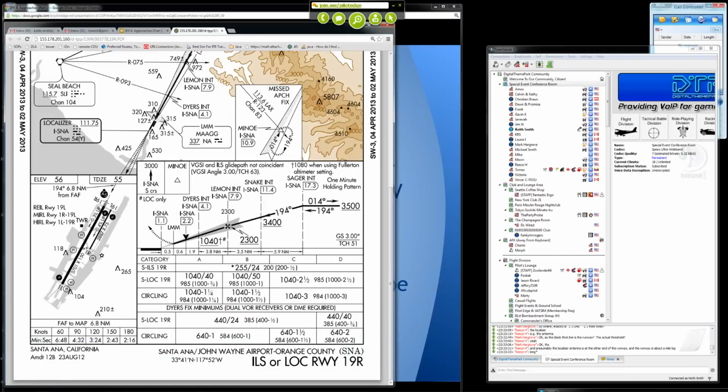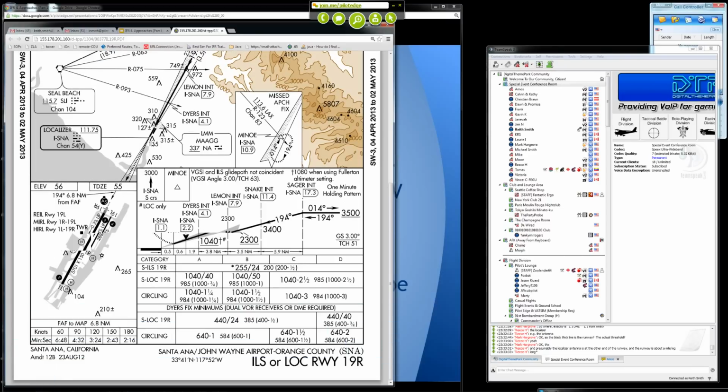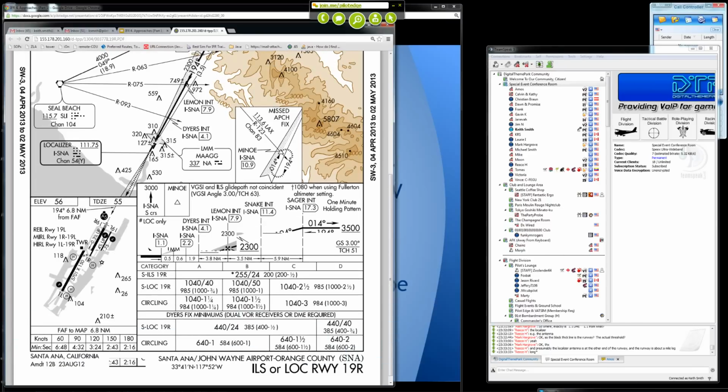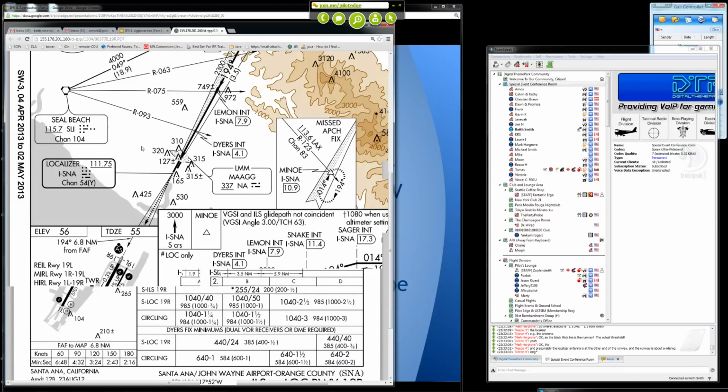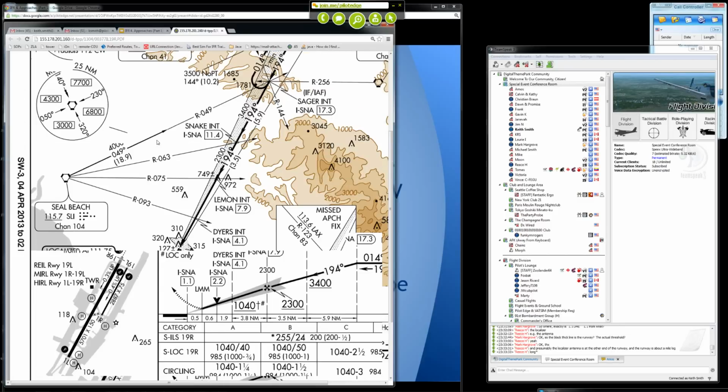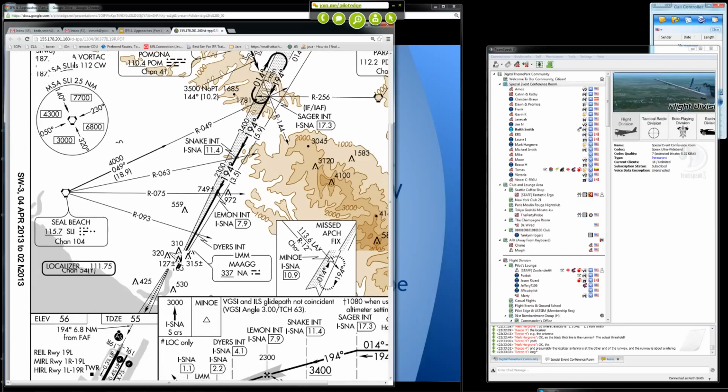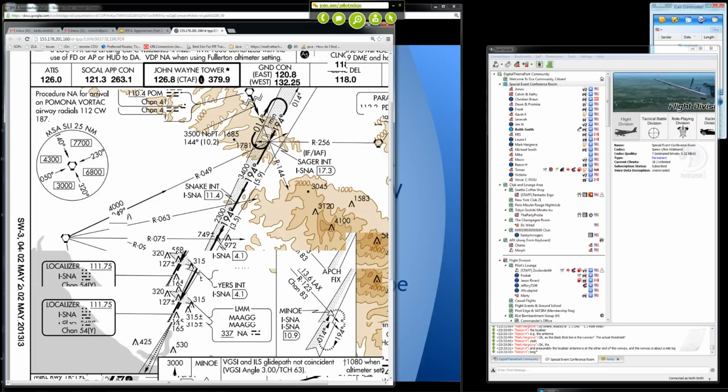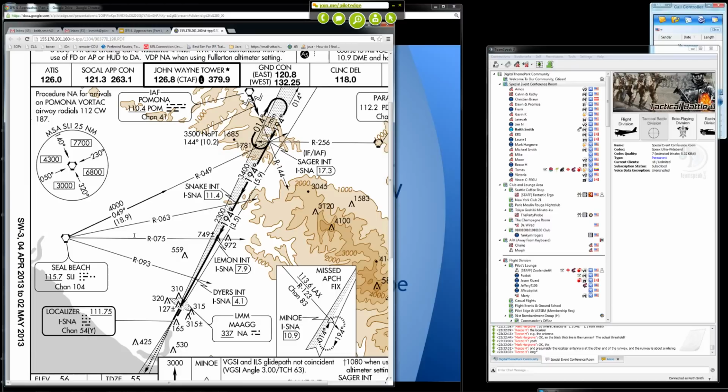Now when they say vectors to final, we're talking about vectors to join, rather than you flying all the segments. And again, this is why we harp on the segments. Rather than flying feeder, initial, intermediate, down to final, they're going to skip all that. They're going to take control of your aircraft and vector you to join the final approach segment. Let's talk about what that looks like and how it changes our workload quite a bit.